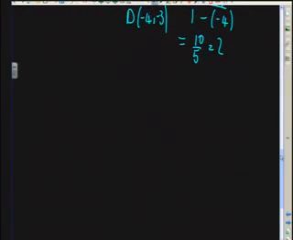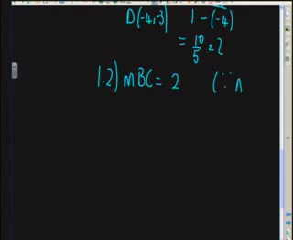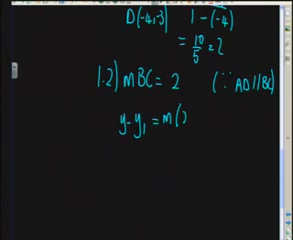Okay, we look at the diagram and we see that we have a point on the line that we can use to work out the y-intercept. So we've just got the gradient of BC is 2, since we have parallel lines, and I'm going to use this formula, y minus y1 is equal to m times x minus x1, to work out the equation of BC.